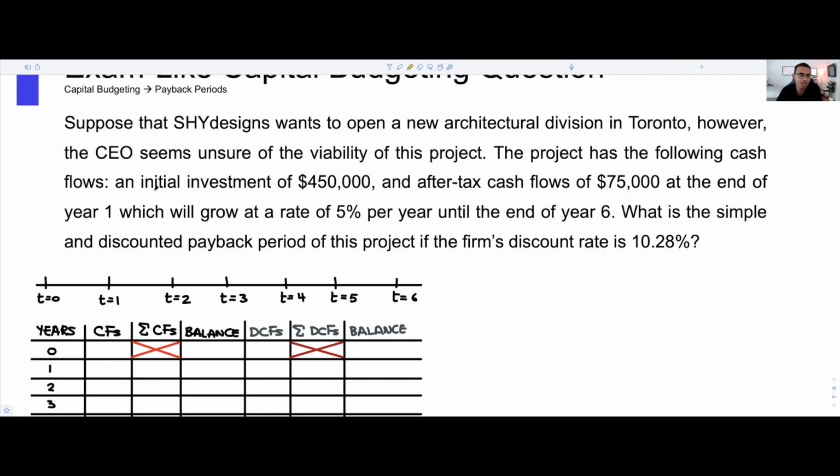What's interesting with this set of cash flows is that we have an initial investment of 450K, and this project has cash flows of 75 grand at the end of year 1. But this cash flow is going to grow by 5% a year, until the end of year 6. And that's our mission, what we're going to highlight in red: what is the simple and discounted payback period of this project?